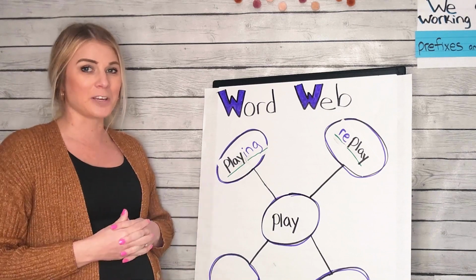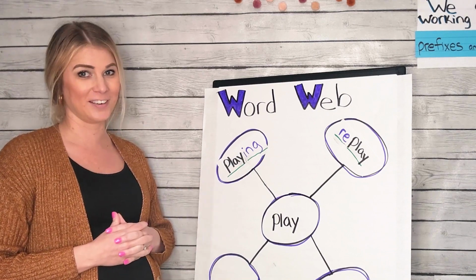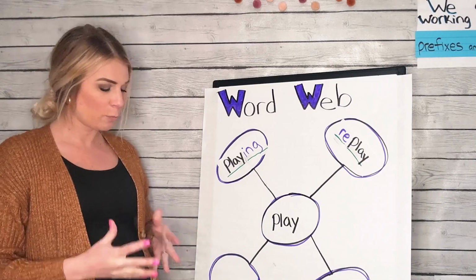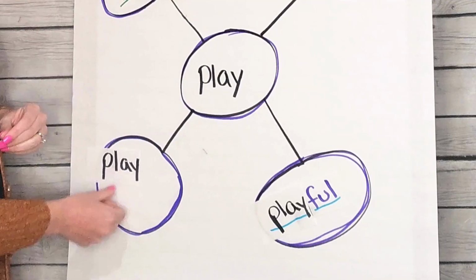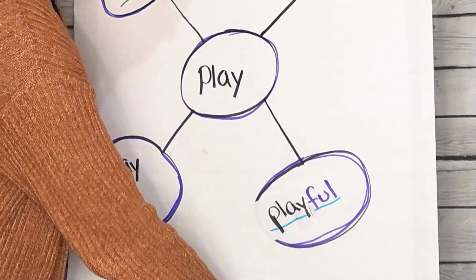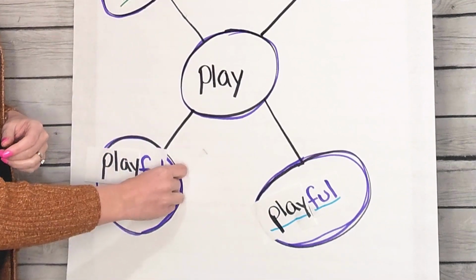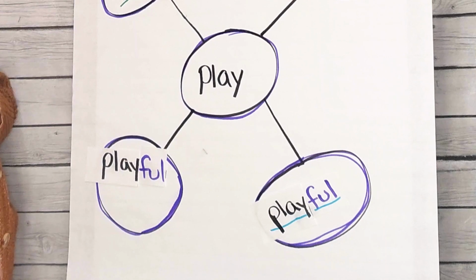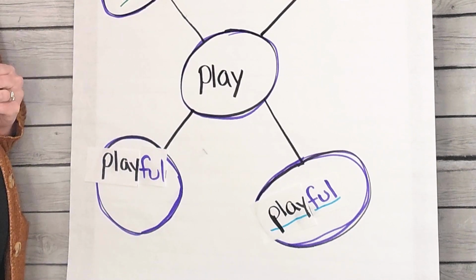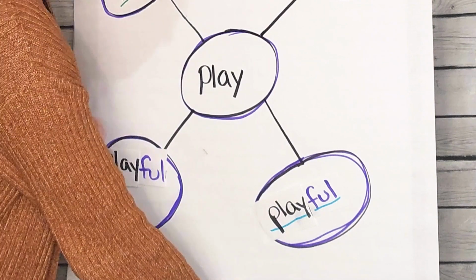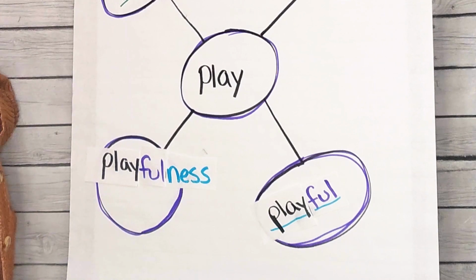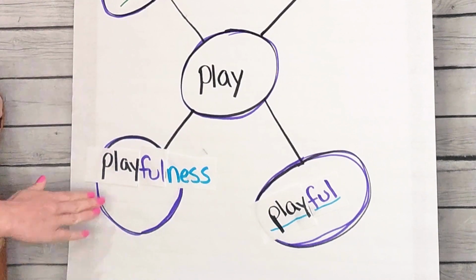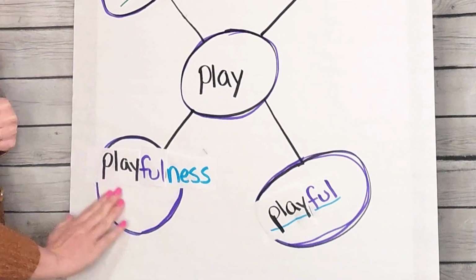Our last word, readers, is a challenge word. Are you up to it? We're going to start with our base word, play. And we're going to add our suffix full. We've already made this word. This word is playful. But this time, we're going to add one more suffix. This time, we're going to add the suffix ness. So we've created the word playfulness.